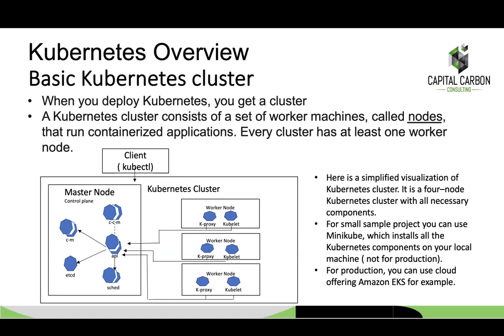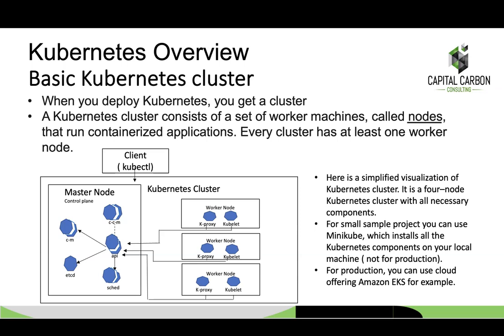Here is a simplified visualization of a Kubernetes cluster. It has 4 nodes, a Kubernetes cluster with all necessary components. For small sample projects, you can use Minikube, which installs all Kubernetes components on your local machine. It's not recommended for production. If you're deploying your first Kubernetes cluster, I would suggest you go and explore Minikube.